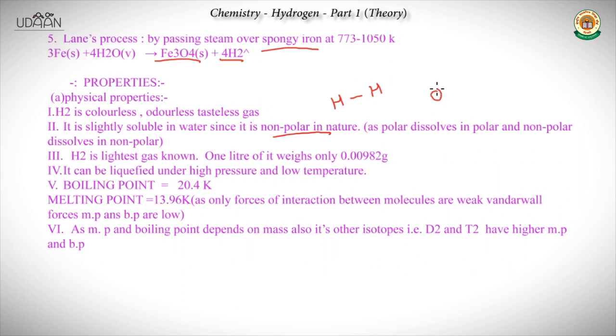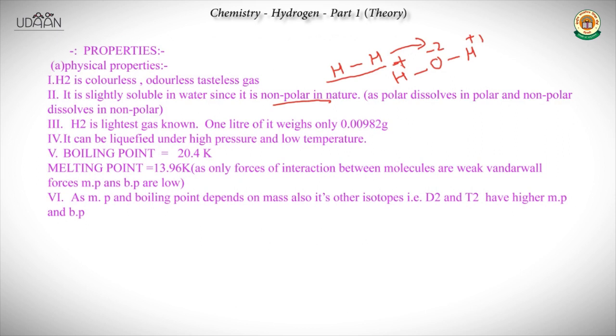When we discuss H2O, there is some partial charge, that is -2 on oxygen and +1 on hydrogen. These are not exactly charges of +1 and -2, these are partial. There is no charge on hydrogen, that's why it is non-polar. This shows the polarity of water, as electrons are shifted towards the oxygen. H2 is the lightest gas known; 1 liter of it weighs only 0.00982 gram, which is very little.